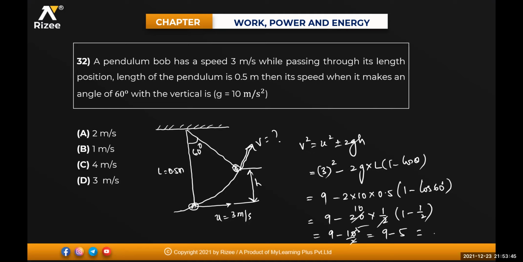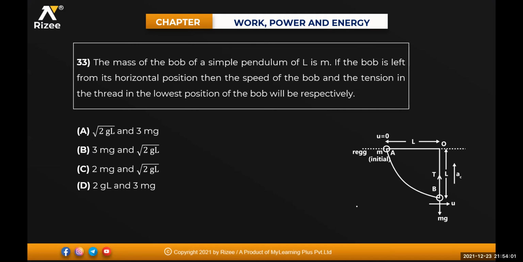Option A, 2 meter per second you are getting, but yeah, V square. V square is equal to how much here? 4, so velocity will be equal to 2 meter per second. A will be the answer. Very good. Clear? Next one.